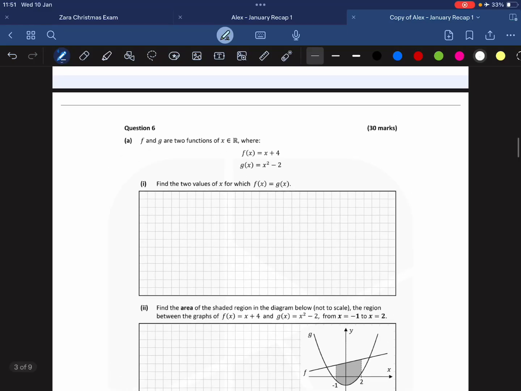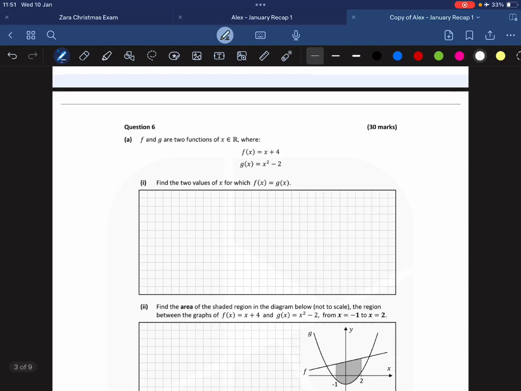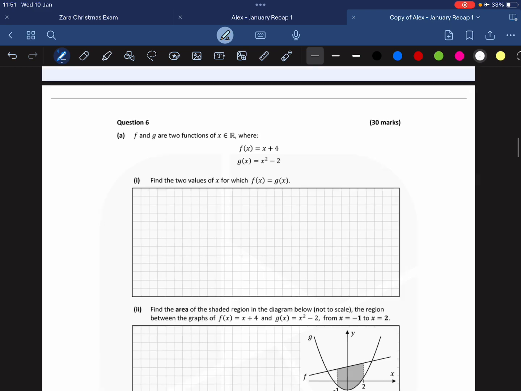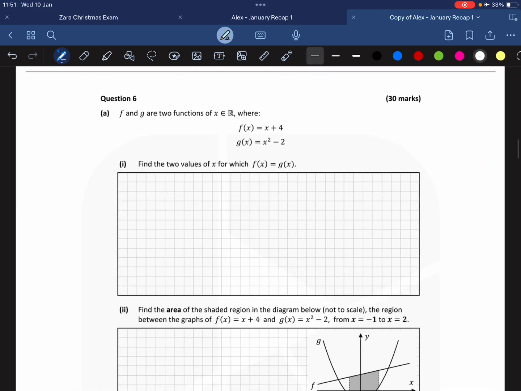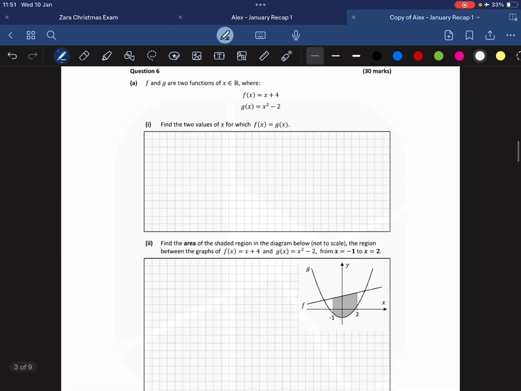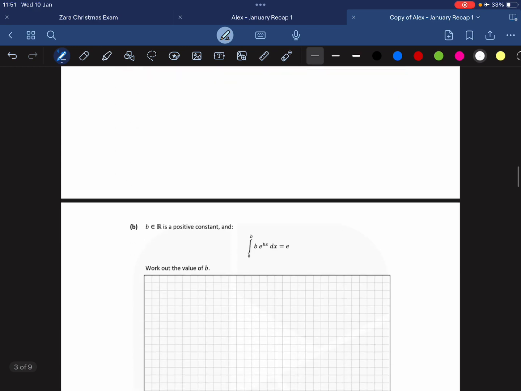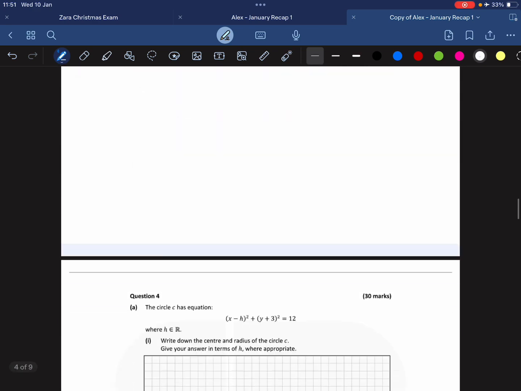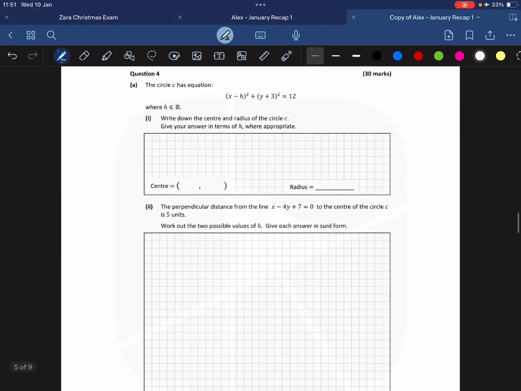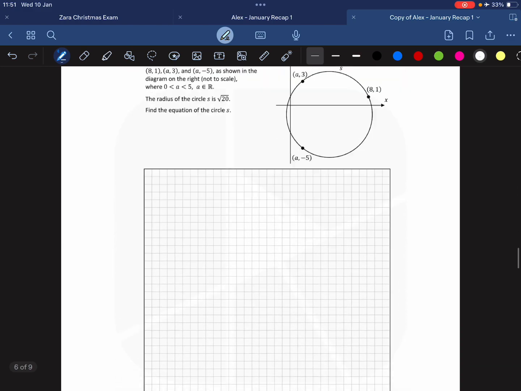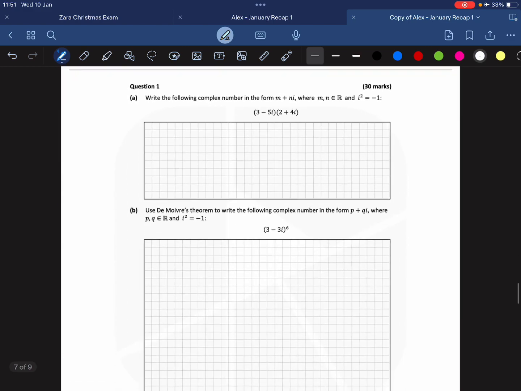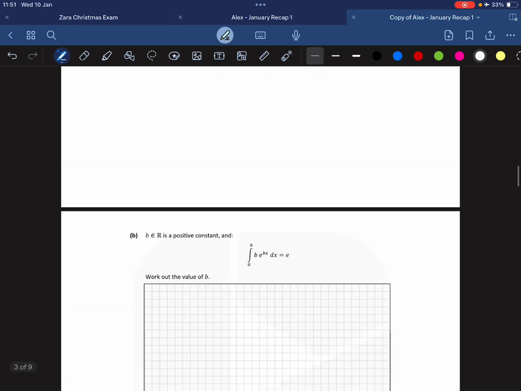Hey Alex, so I'm just going to go over a selection of the questions that we did the other night, just the trickier ones. In particular, it's going to be this functions integration question, and then this one right here. Followed up, we're going to have the coordinate geometry of the circle questions, and then we're going to do the first one of the complex number questions. So I'll start off with the first one there.